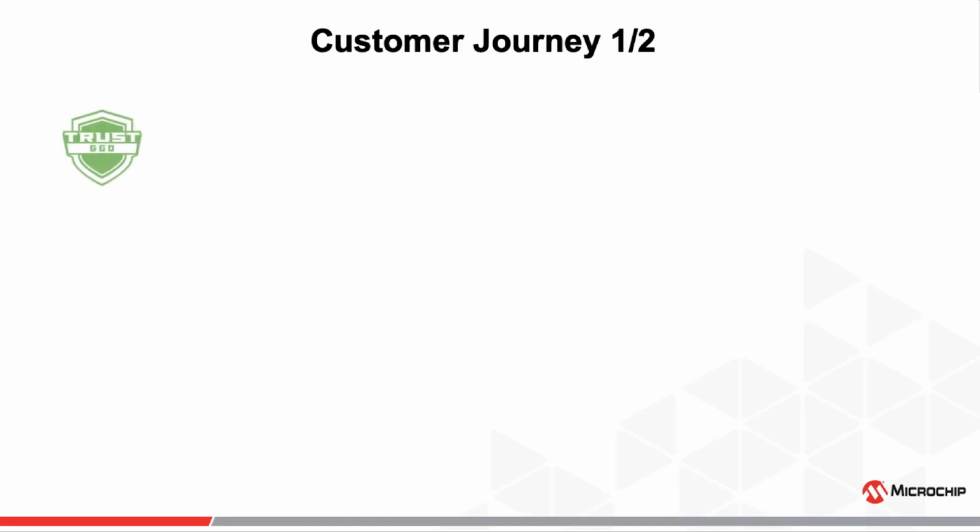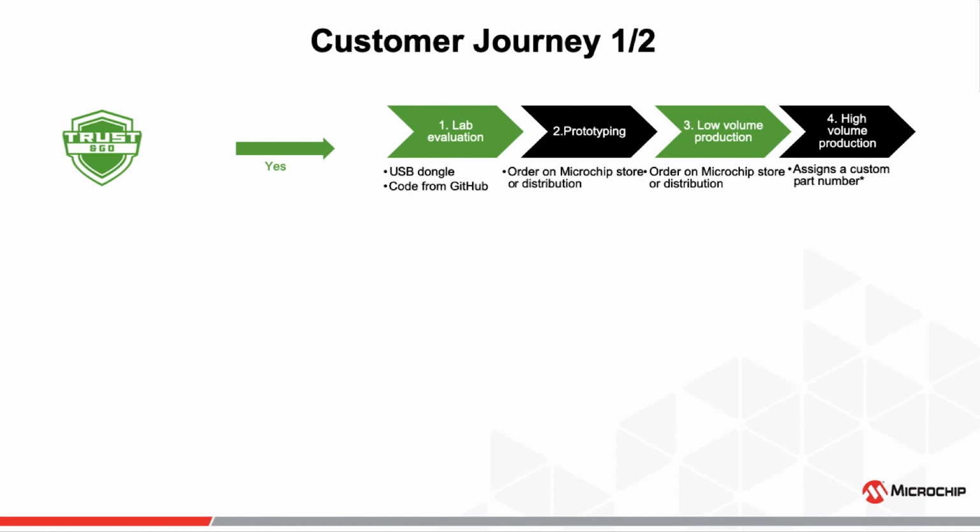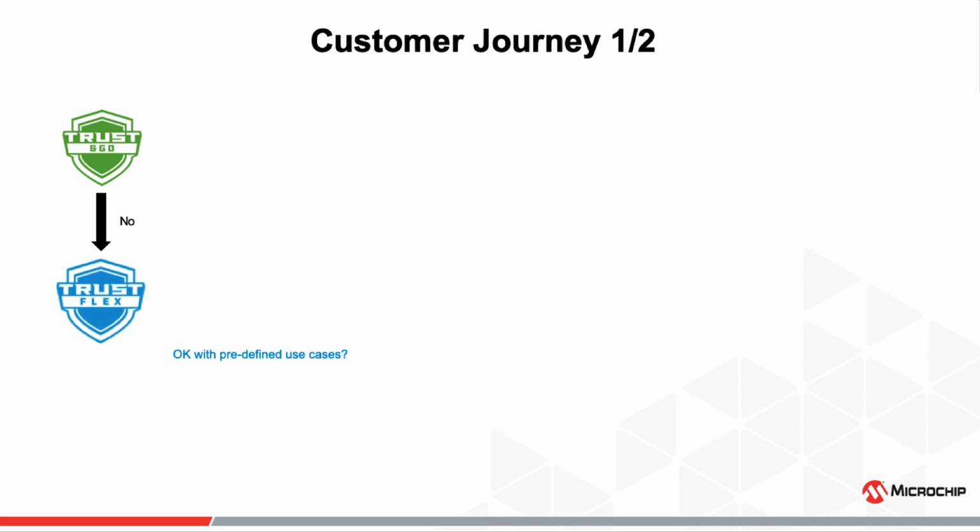Now we're going to look at what the customer journey looks like. We'll start with Trust&GO and ask those three questions. Are you okay using generic certificates for thumbprint authentication? Does the cloud infrastructure that you're leveraging support generic certificate authentication, meaning the authentication, again, is only relying on the device level certificate? Are you okay if you implement only the cloud authentication use case and nothing else? If the answer is yes, we'll move you through the Trust&GO concept, which is get the part, get the hardware, start prototyping with the use case code example we're providing, and we'll move you to production because you just have to buy the parts there. If the answer to any of the questions was no, we'll move you to TrustFLEX.